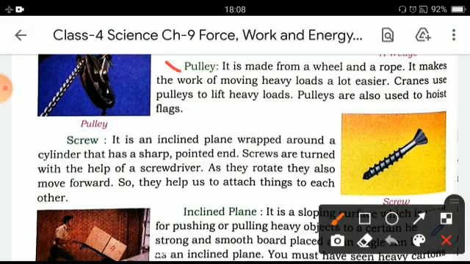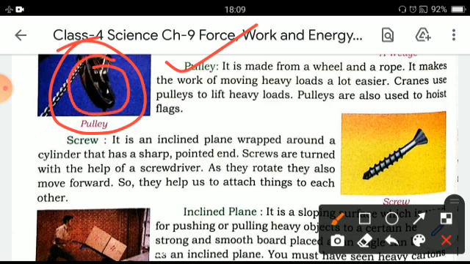Next is pulley, another simple machine. It is made from a wheel and a rope. As you can see in the picture also, it makes the work of moving heavy loads a lot easier. Cranes use pulleys to lift heavy loads, and pulleys are also used to hoist a flag. You can see the circular disc here. It makes things easier to pull up. A heavy bucket of water can be easily pulled up with the help of the circular disc known as pulley.